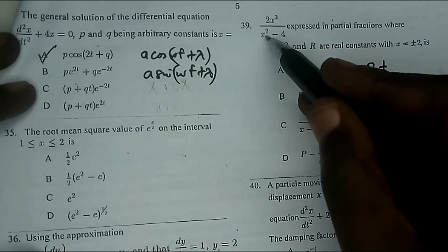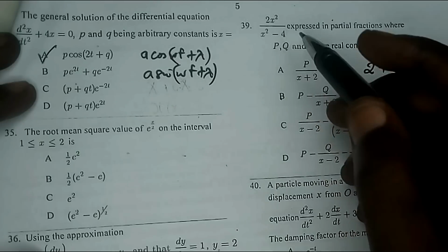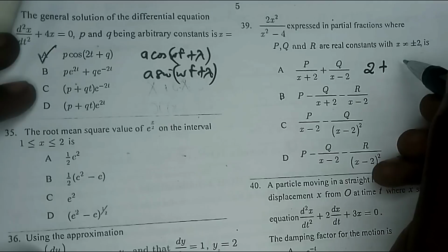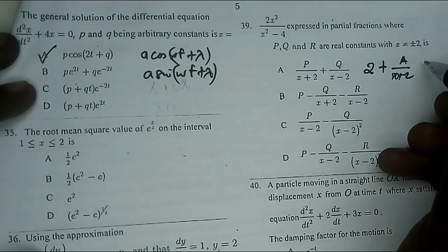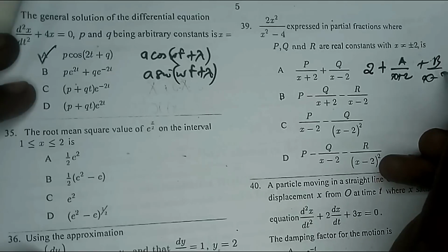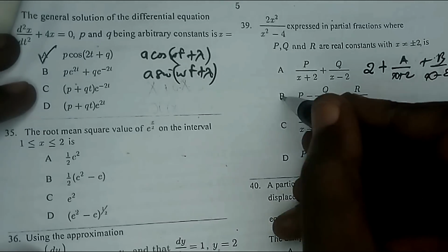Now we discover that x squared minus 4 is still factorizable. It's a difference of two squares. So we should be talking of the remaining part being this, and B then corresponds to the answer.